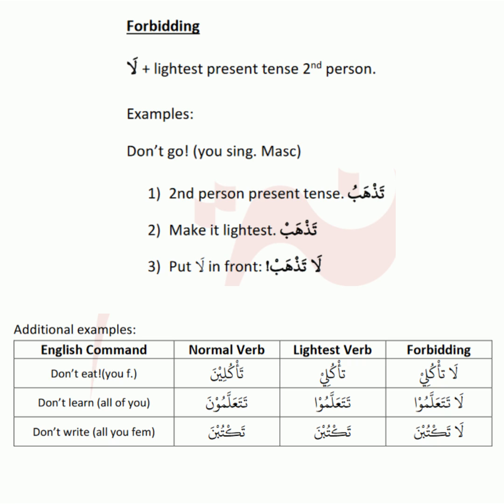So for forbidding, we take la and the lightest present tense in the second person. For example, don't go. It is for you, singular, masculine. So we take the second person present tense, that is tadhabu, then we make it lightest, which is tadhab, and then we put la in front of it. So we say la tadhab.